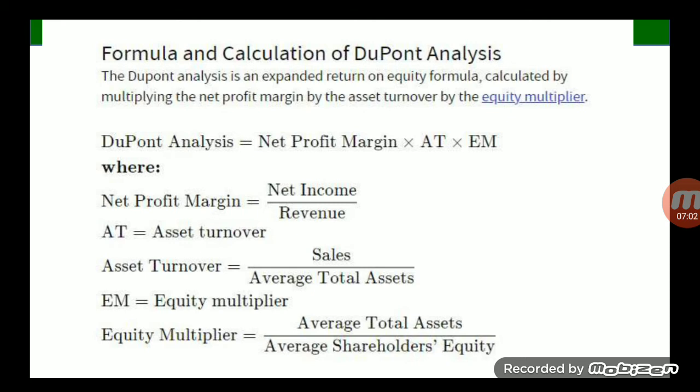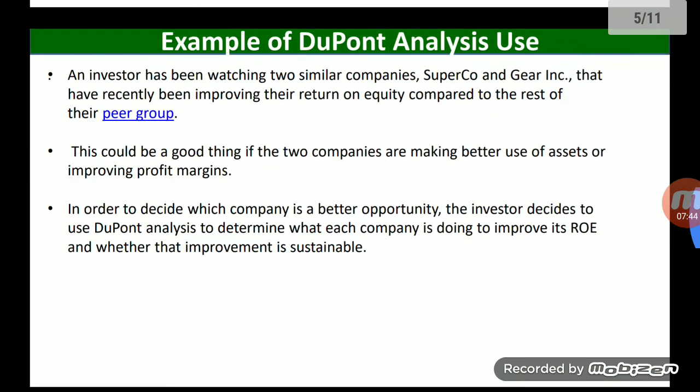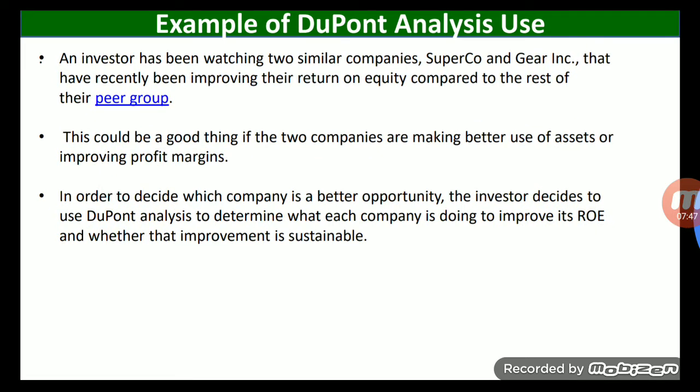How to calculate net profit margin? Net profit margin is equal to net income of the company divided by revenue. Mostly this is the sales revenue. What is asset turnover? Asset turnover, or AT, is equal to sales divided by average total assets, and equity multiplier is equal to average total assets divided by average shareholders' equity. So it is called the equity multiplier: average total assets divided by average shareholders' equity. Now with the example we can understand.